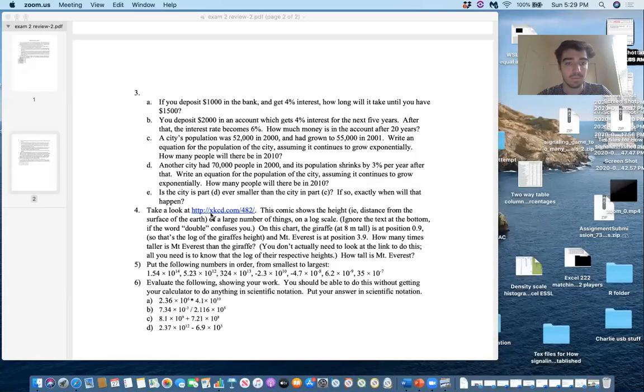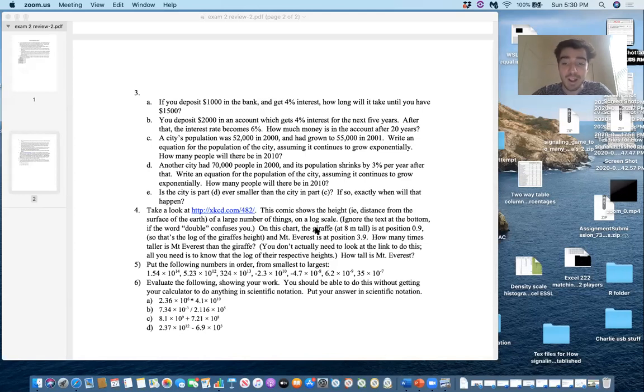Hey y'all, let's have a look at number 4 on the practice material for exam 2. It involves a graphic from XKCD. It notes here that we don't actually really need the graphic. This is kind of just where these numbers came from. So we don't have to open it.